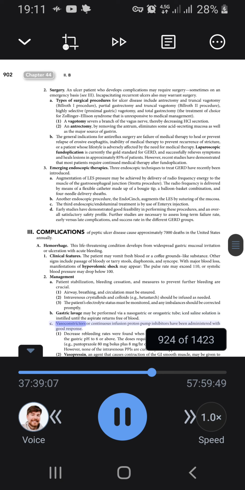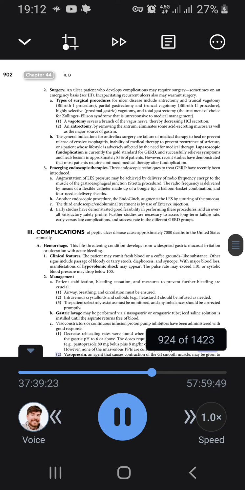C. Vasoconstrictors or continuous infusion proton pump inhibitors have been administered with good response. 1. Decreased rebleeding rates were found when the continuous infusion PPI maintained the gastric pH at 6 or above. The doses required were much higher than normal doses. For example, pantoprazole 80 mg bolus plus 8 mg/hr or lansoprazole 90 mg bolus plus 9 mg/hr. However, none of the intravenous PPIs are currently FDA approved for this indication.